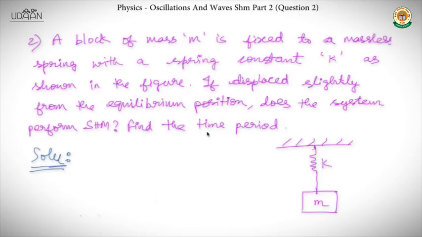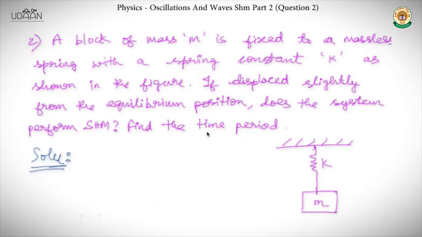So after the last question, we are back with another variation of the same. In this case, we have a block of mass m, which is fixed to a massless spring with a spring constant k. So it's a spring this time around and not a string. If it is displaced slightly from the equilibrium position, remember, as we said slightly in the last question as well, this is also a small disturbance. Does the system perform SHM? That is the question. And if it does so, find the time period.